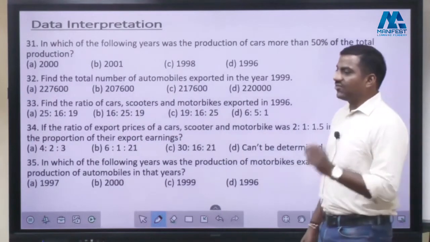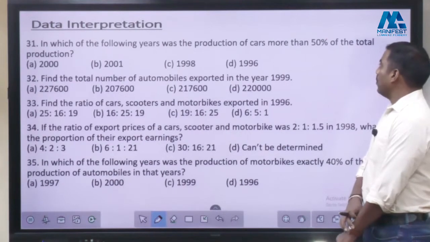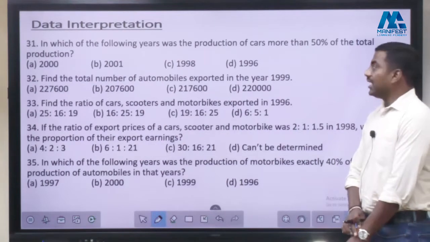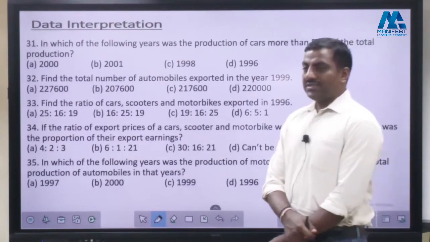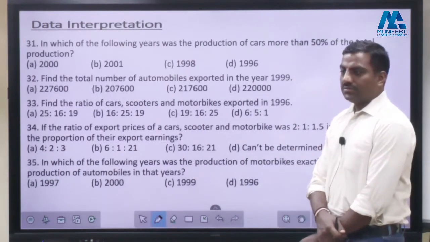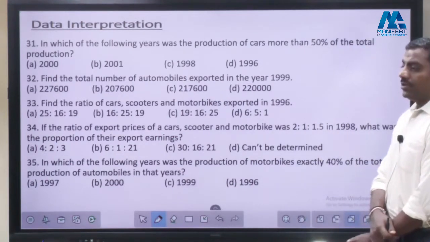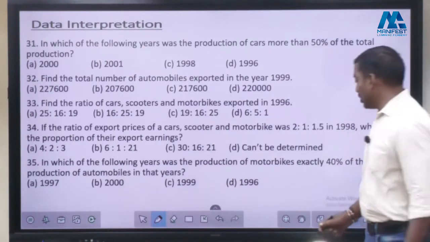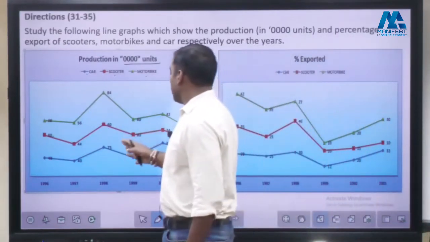Next. In which of the following years was the production of cars more than 50% of the total production? We are thinking of car here, so get stuck with car. Rhombus, sorry, rhombus. So you calculate the total production and in which year it was more than 50% of the total production. Or you can think of the largest year, rhombus.